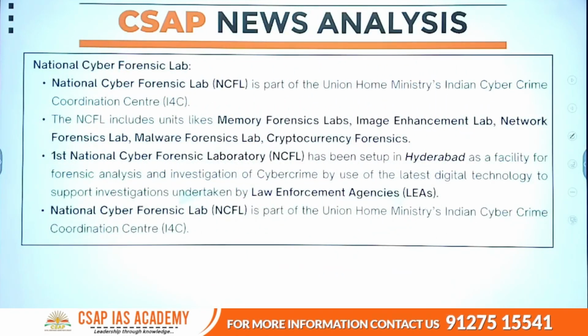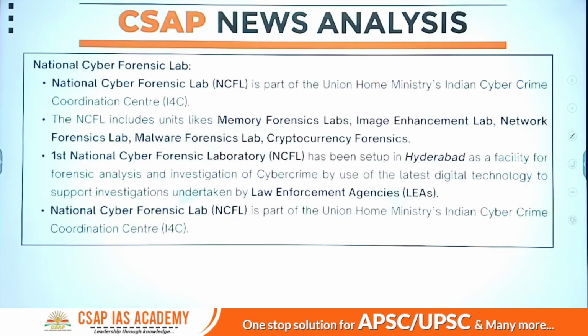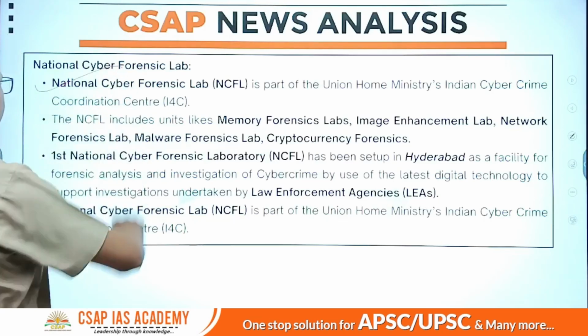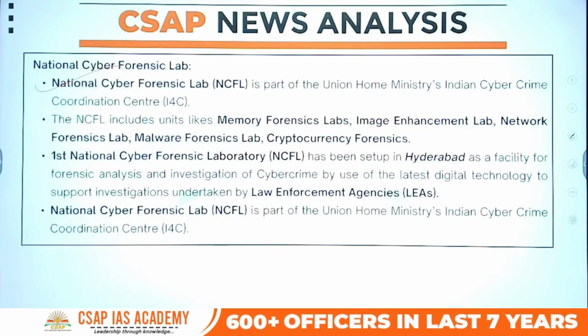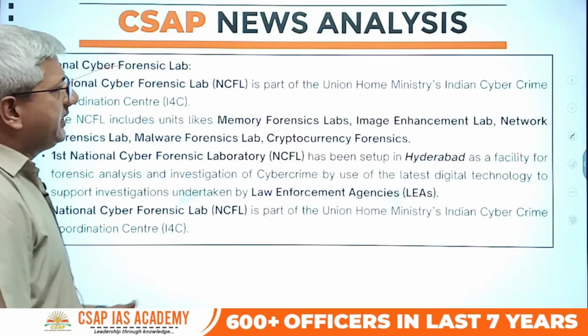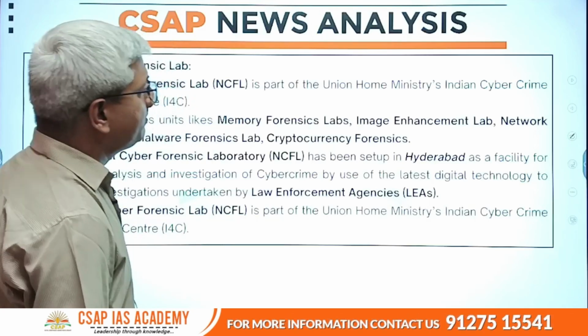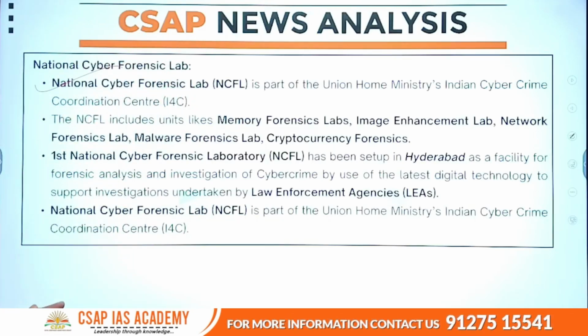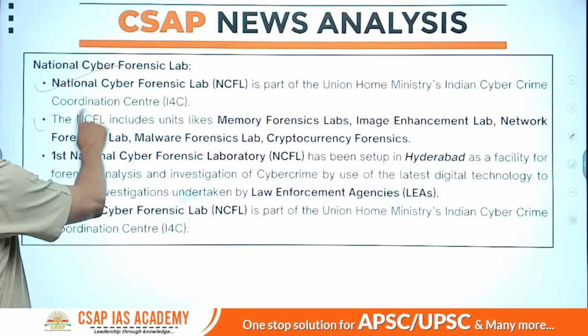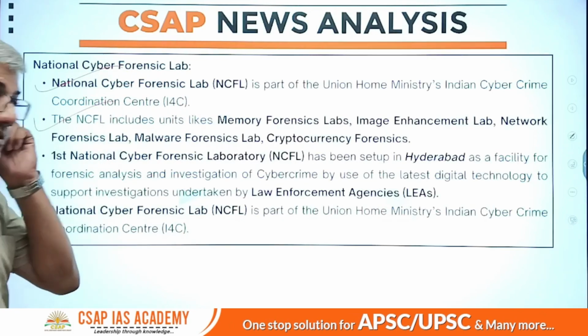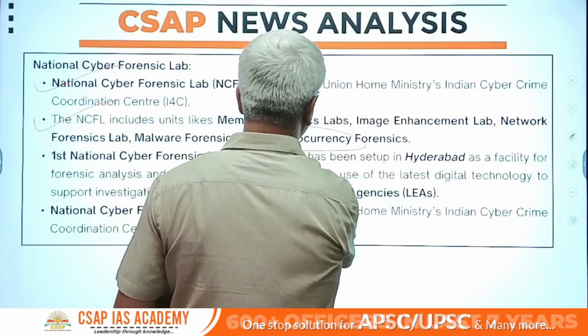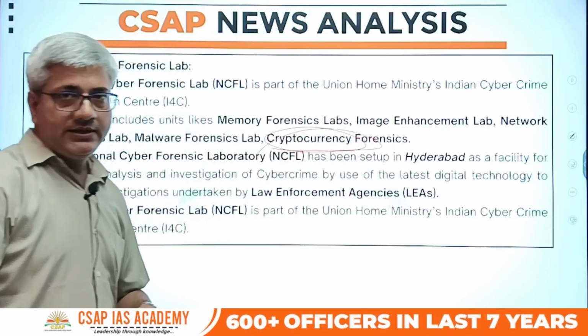National Cyber Forensic Lab is part of the Union Home Minister's Indian Cyber Crime Coordination Center. This is an important fact. NCFL includes units like Memory Forensic Labs, Image Enhancement Lab, Network Forensic Labs, Malware Forensic Lab. These are good to know. Cryptocurrency forensics. Cryptocurrency aajikali Bitcoin kotha bahut pati thako ami. So but tato etia juntu issue hoise.